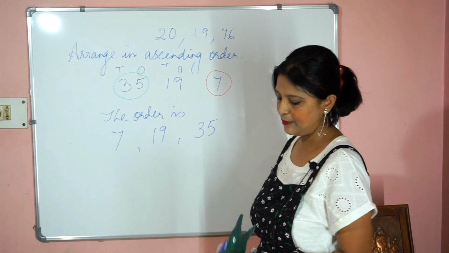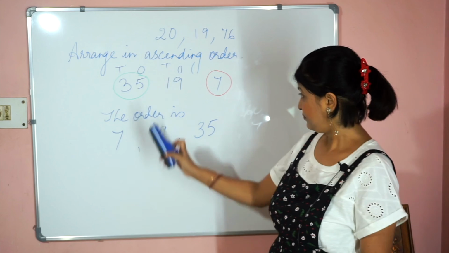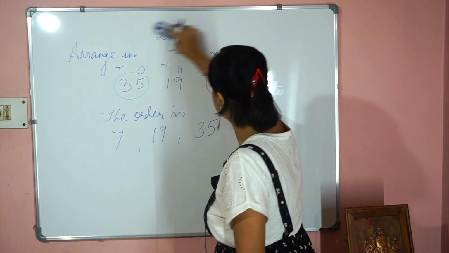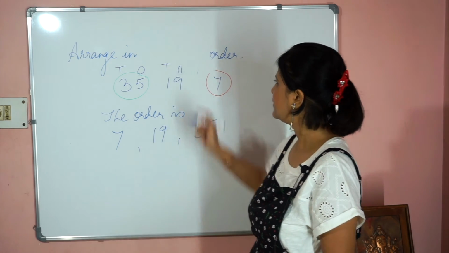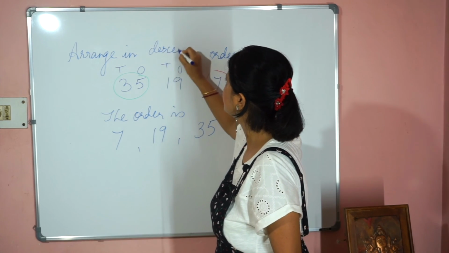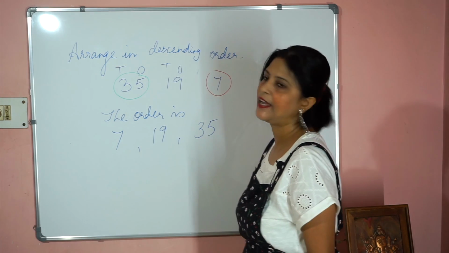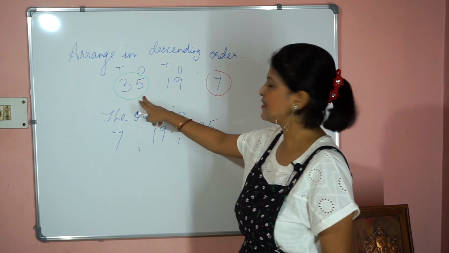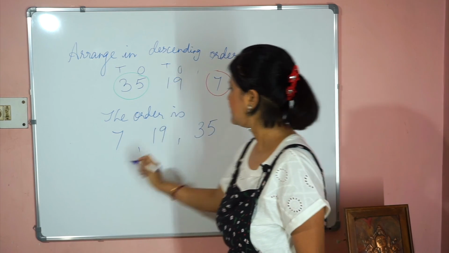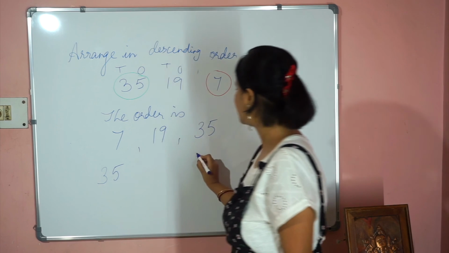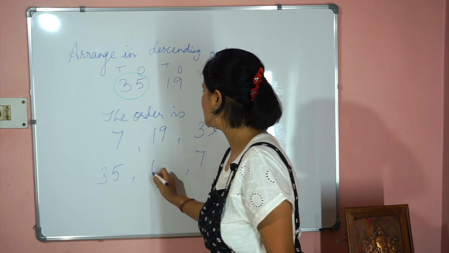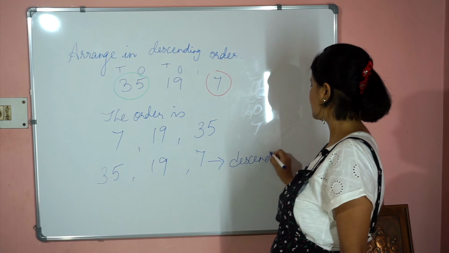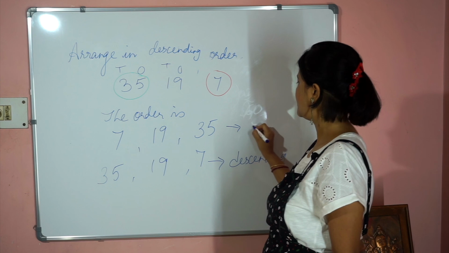For the same question, I mean for the same given numbers, if I change the question as arrange in descending order, what will I do? I will start with the biggest number and move on to the smallest, right. So, I will write 35 and the smallest is 7. So, in between we will have 19. So, this is in descending order and this is in ascending order.